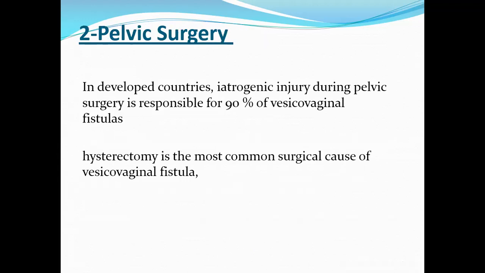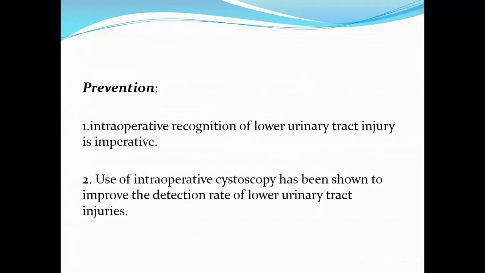Pelvic surgery: in developed countries, iatrogenic injury during pelvic surgery, mostly hysterectomy, accounts for 90% of vesicovaginal fistulas in these countries. For prevention, intraoperative recognition of lower urinary tract injury is imperative. The important thing is that I diagnose the trauma or the injury at the time of surgery. This is a very important step because we can suture it and there is minimal morbidity for the patient. The most important thing is to diagnose the injury at the time of surgery, so I can repair it with minimal morbidity.